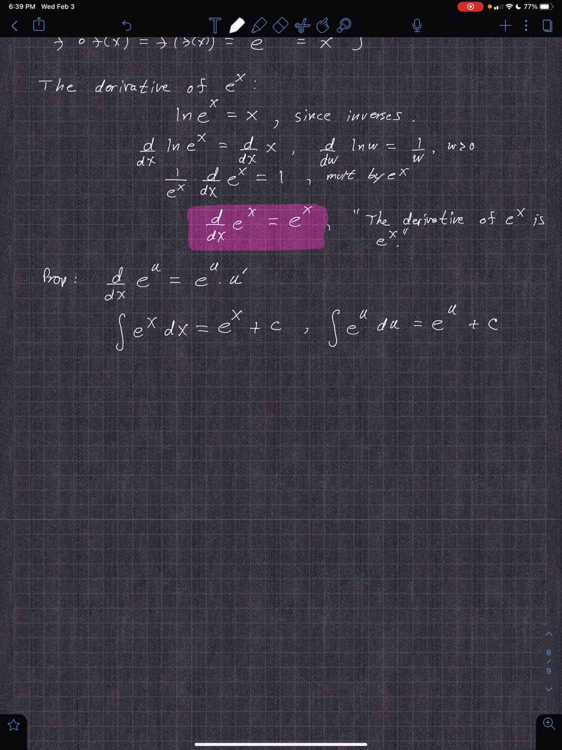So very important definition and concept, actually, because of that. Let's look at an example. Okay, so let's look at this example. Evaluate the integral of x e to the x squared dx.